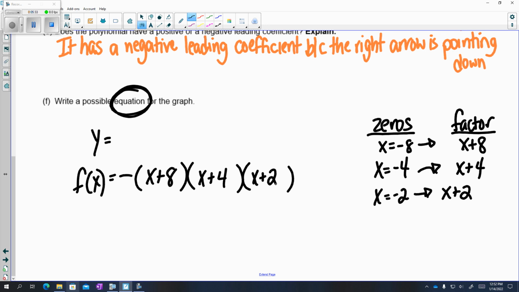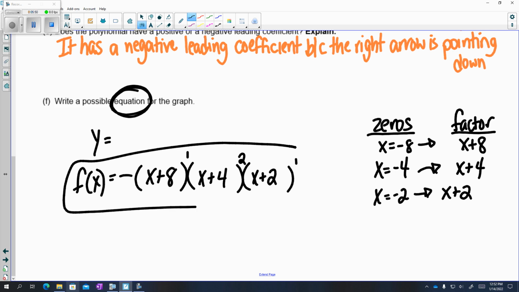And then your multiplicities become your exponents. Those both had a multiplicity of 1, so you can leave it, or you can put the imaginary 1. That's up to you. And then lastly, my x equals negative 4 had a multiplicity of 2. So this would be a possible equation for your graph.